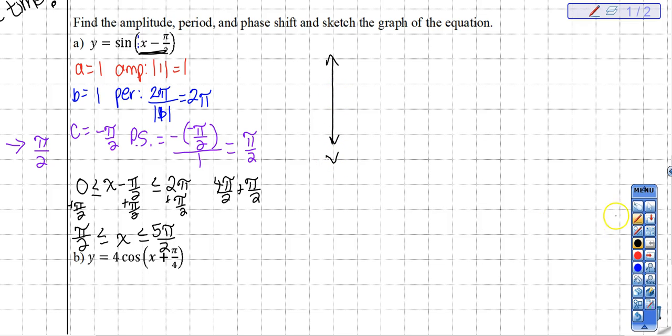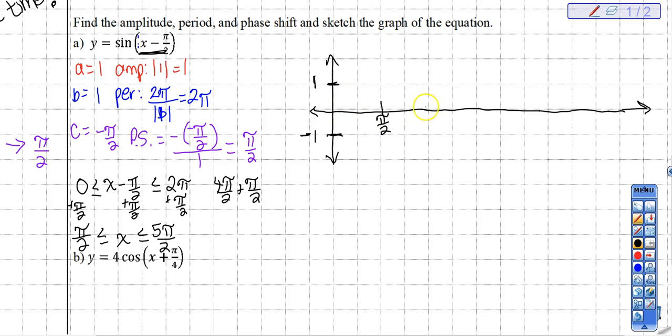I think I'll go down one more. Be thoughtful about your scale. All right, so since our amplitude is 1, I'll just go ahead and make my amplitude one tick mark up and down. And then let's see, I think I'll make every other tick mark a pi over 2.